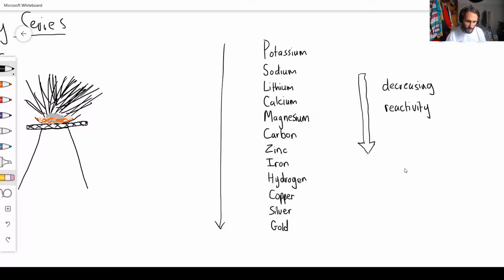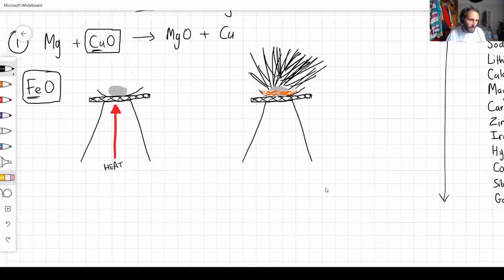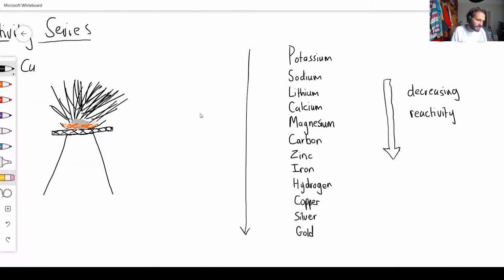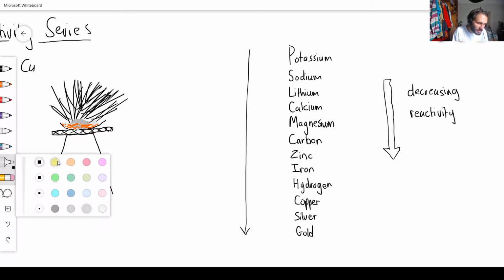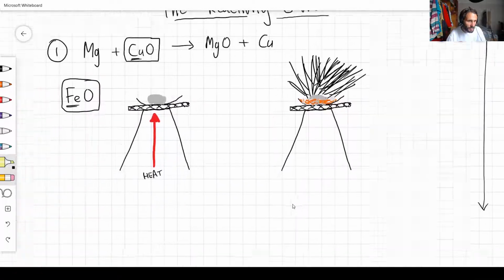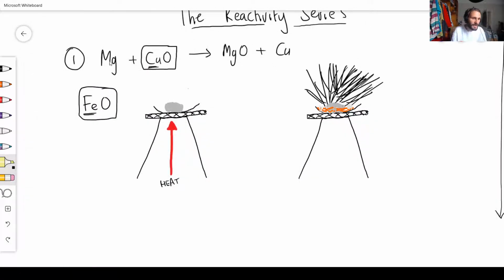Now let me give you an example. Let's look at this example we have over here. We have magnesium and copper. Let's look at these two on the Reactivity Series and take out our highlighter. Let's get a nice yellow highlighter. We've got magnesium over here, and we've got copper down here. Can you see that magnesium is above copper? That means it is more reactive than copper, and it will therefore replace copper.